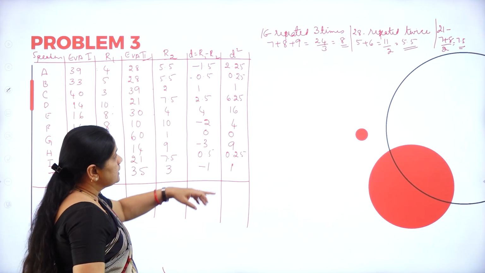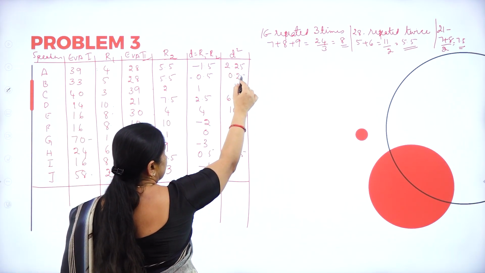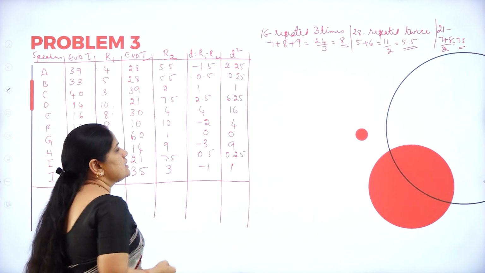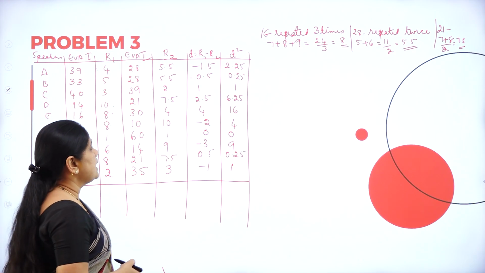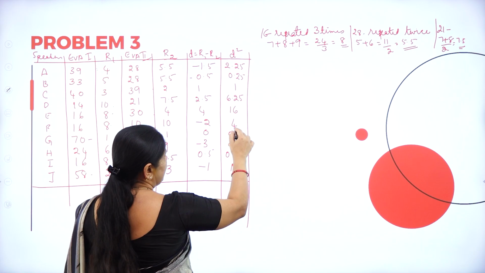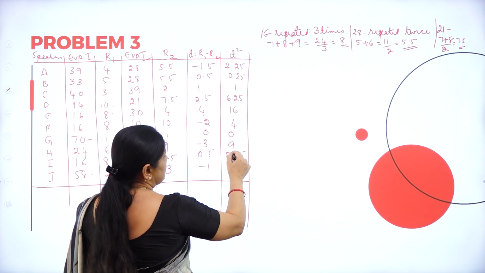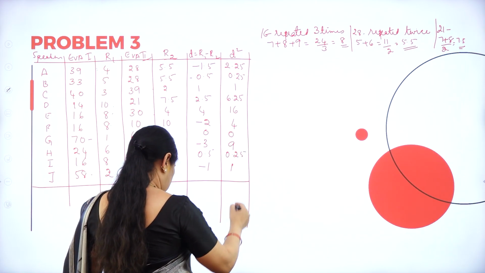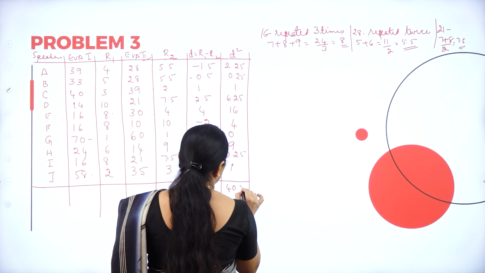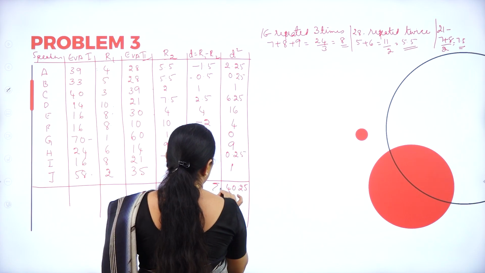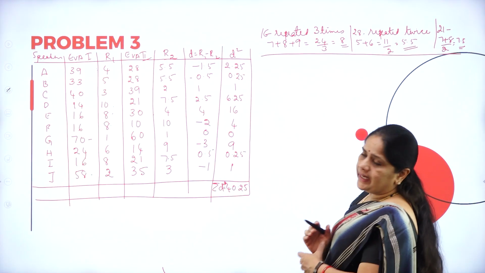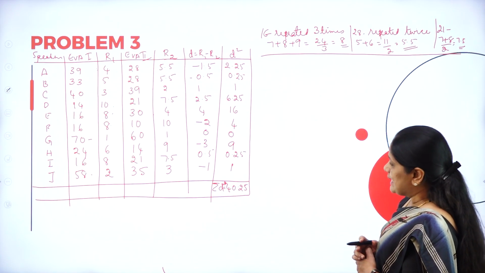Now I have to add all the values here. So 2.25, so 2.50, 3.50, 3.75 plus 6, 9.75. 9.75 plus 20, 29.75, then 21, 30. So this will be equal to 40.25, sigma d square. Okay. So now we have the table ready here.